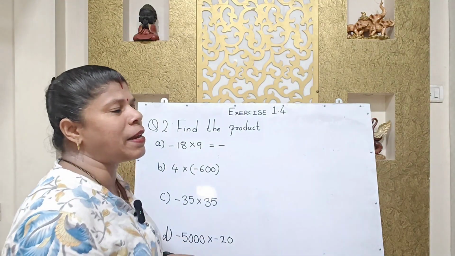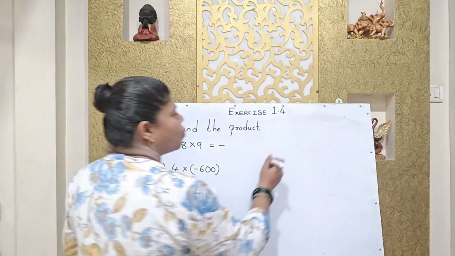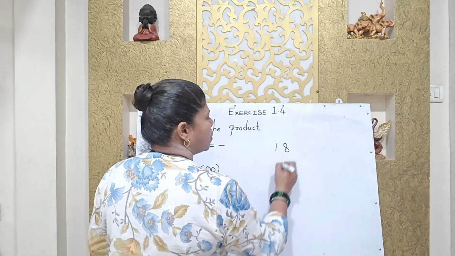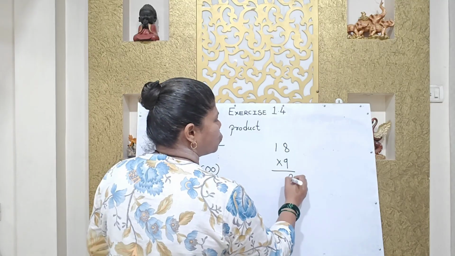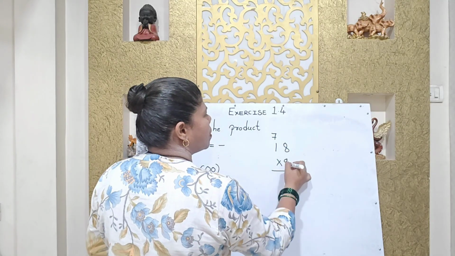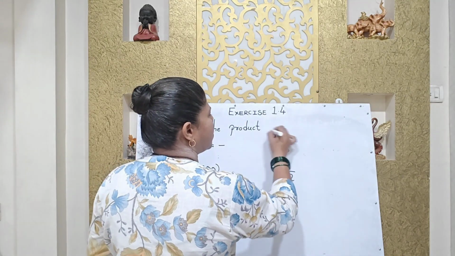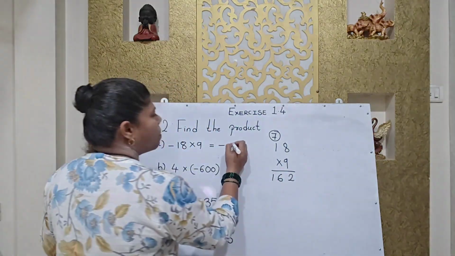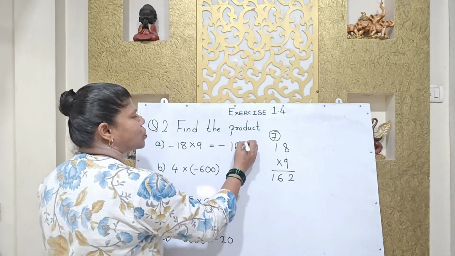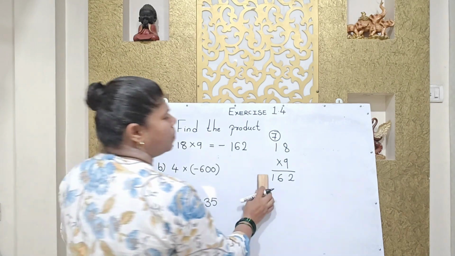If you know the 18 ka table, 18 nines are 162, or you have to calculate here 18 multiplied by 9. 8 nines are 72, 2 carry 7. 9 ones are 9 and 7, 16. So the answer will be minus 162. Okay, next.